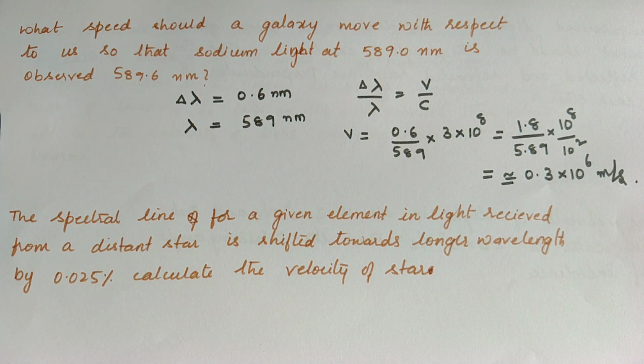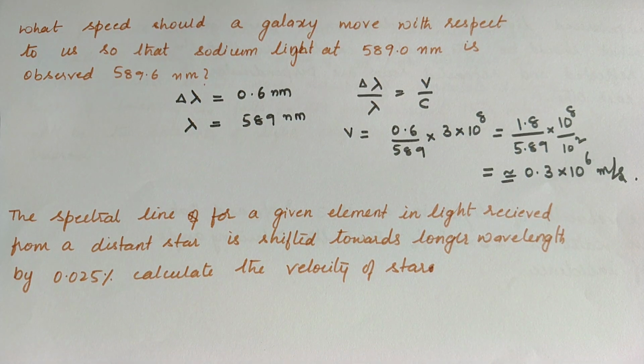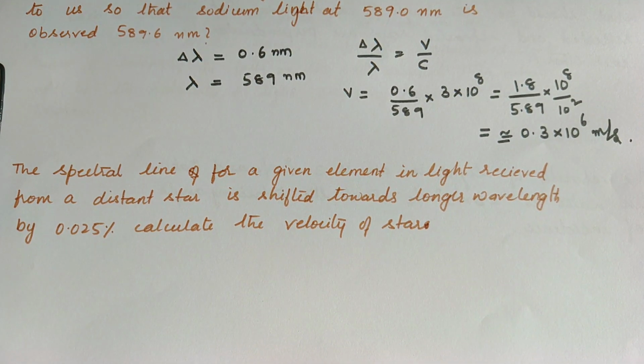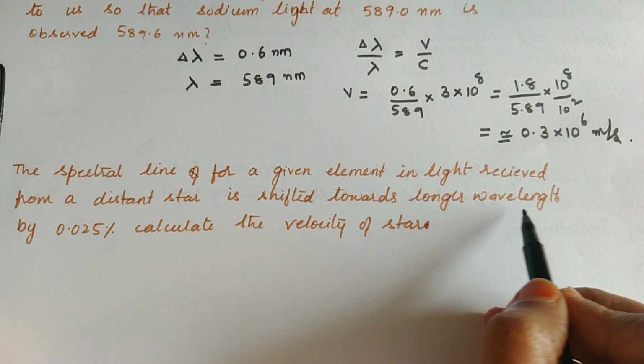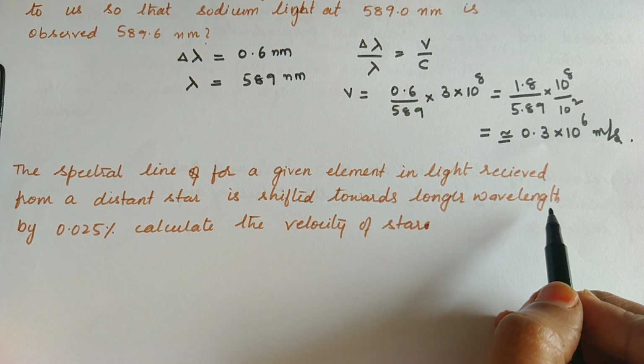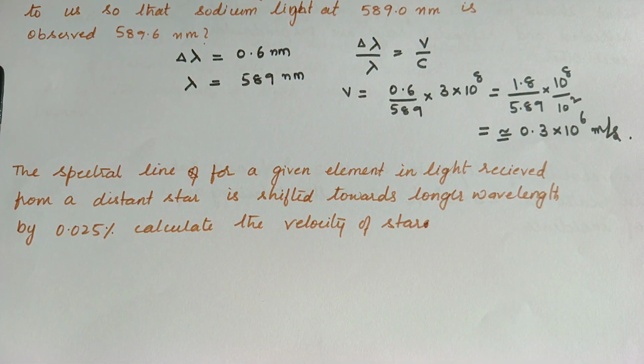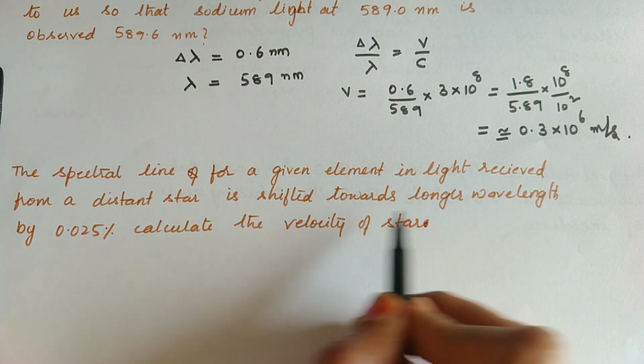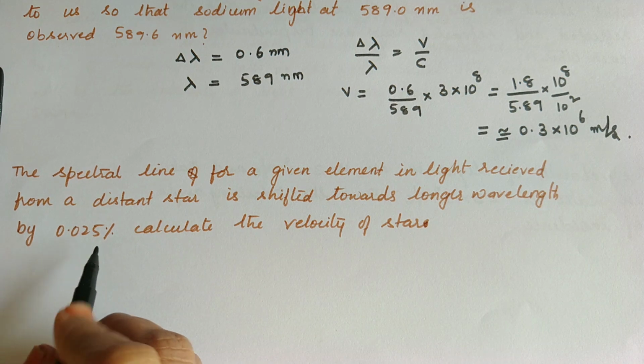Then the next question: the spectral line for a given element of light received from a distant star is shifted towards longer wavelength. Again, if there is a shift towards longer wavelength, it implies it's moving away. If wavelength increases, the object is moving away. If wavelength decreases, the object is moving towards. So it is shifting towards longer wavelength by a percentage value.